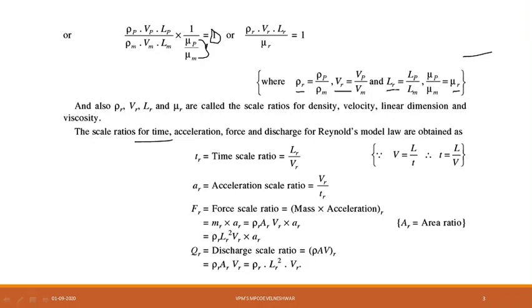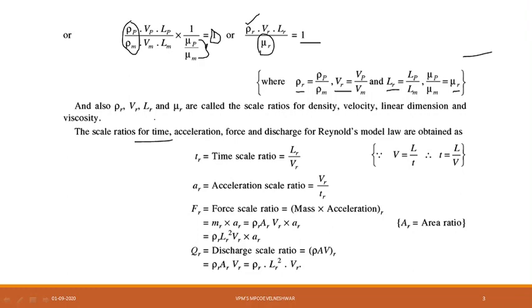So here what I am doing, rho p by rho m, I can write as rho r. Next, Vp by Vm is Vr, Lp by Lm is Lr, divided by mu p by mu m, which is mu r, that is equal to 1. Now where rho r, Vr, Lr are called scale ratios. What is this one? Scale ratio for density, velocity, linear dimension, and viscosity.